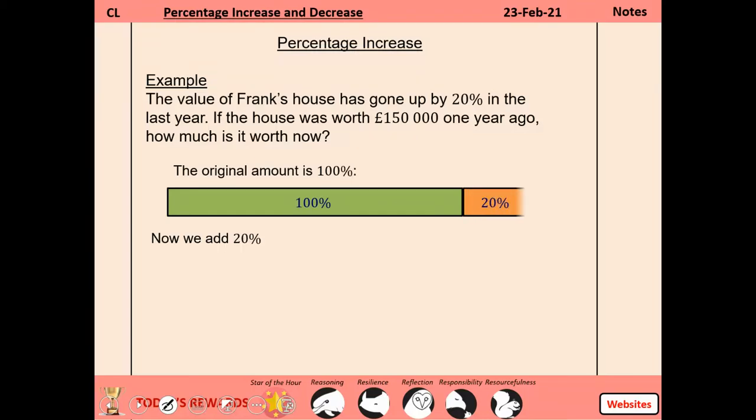And then afterwards, we add 20%. So now what we have is 120%. So we need to work out 120% of £150,000. Now you may be confused. You're thinking, doesn't percentage go up to 100? No, a percentage can be over 100. Any time a percentage is over 100%, what you're calculating is a number that is bigger than the original number that you have.